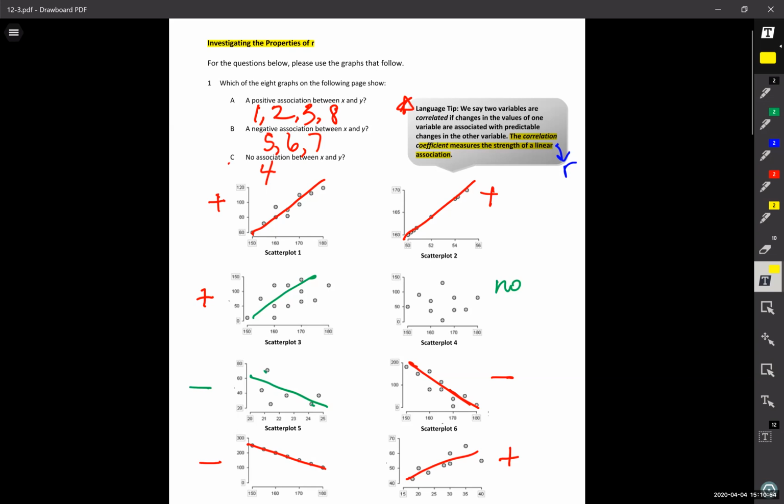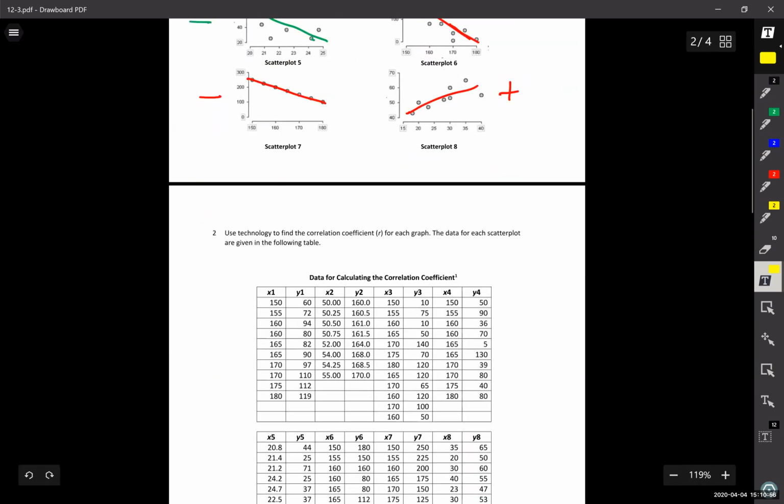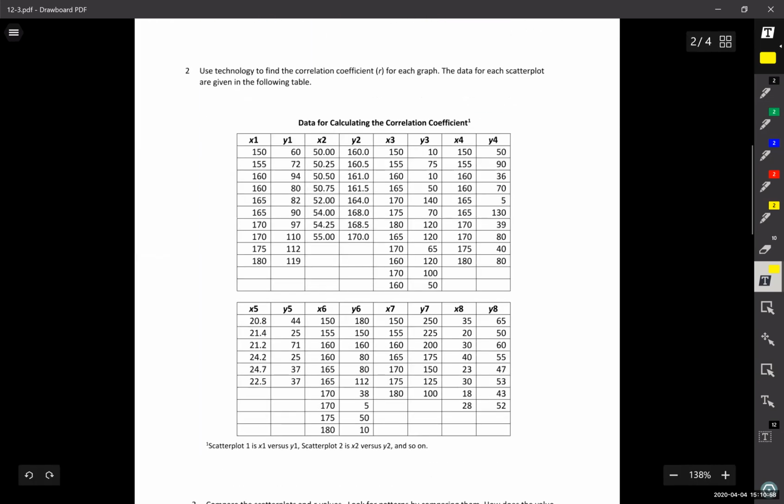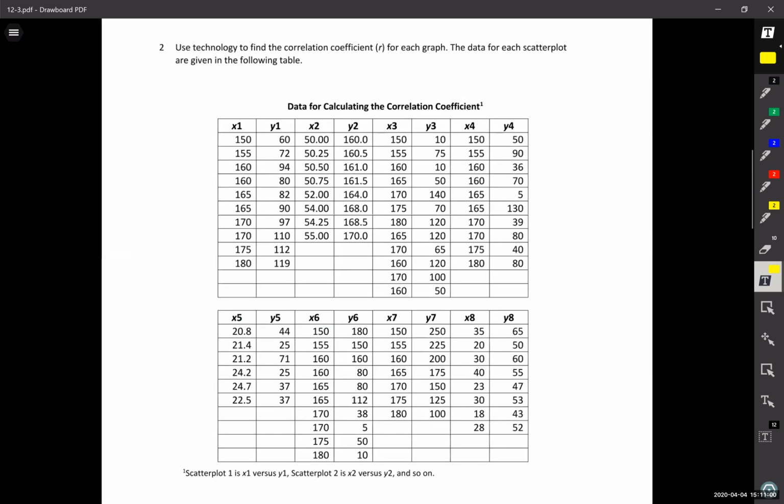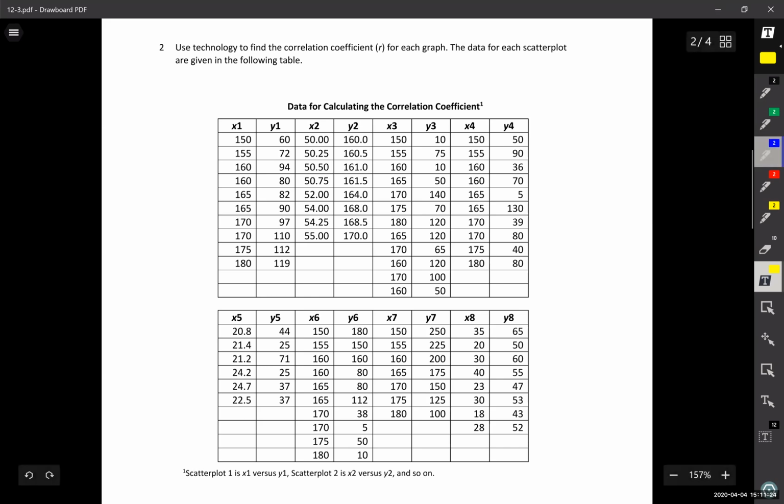of R. So looking at number 2, I'm gonna do the first one, and then I want you to pause it and make sure you can do this as well. All right, so for this first one, now let's just explain what's happening here. First of all, the instructions say to use technology to find R, the correlation coefficient for each graph, and the data are given below. So technology is obviously our calculator, and I'm just gonna break this up.